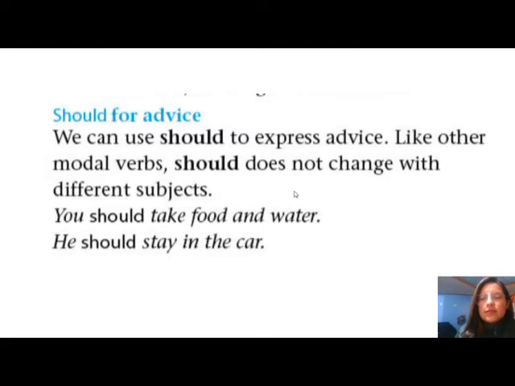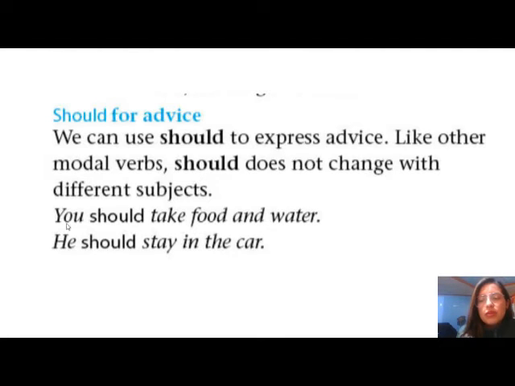In this case, remember that is so important. When you use a modal verb, the next verb you can't conjugate. Usted no puede conjugar. Okay, the verb is in the base form, en su forma base. For example, you should take food and water. You should stay in the car.